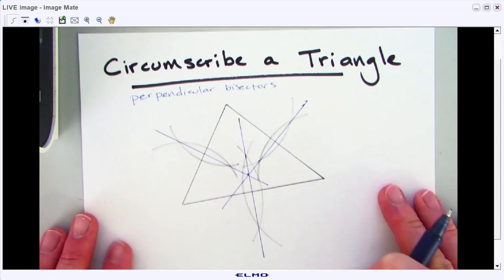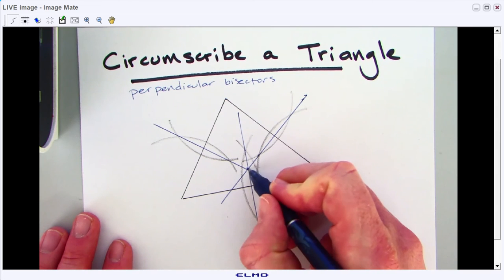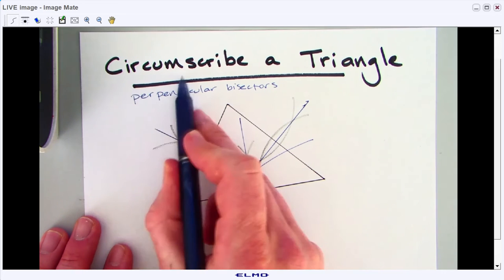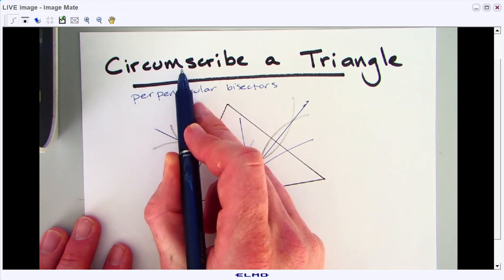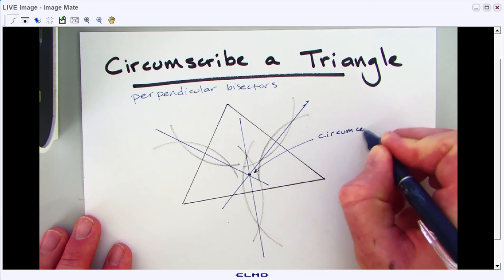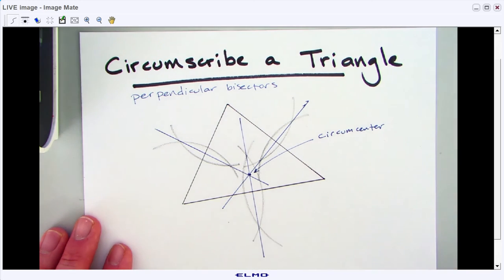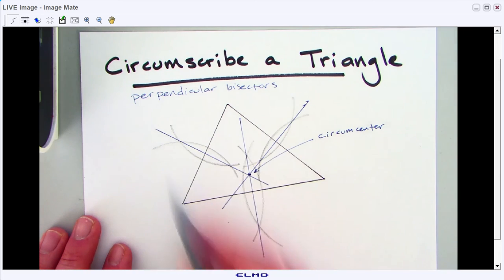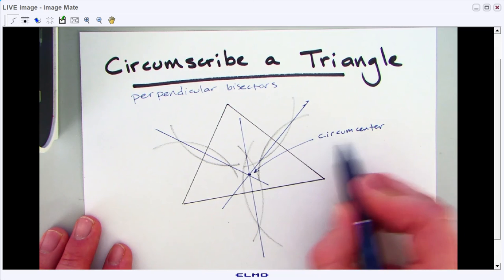Now, this point of concurrency, this point right here, has a name. It's called the circumcenter. It's the center of the circle that will circumscribe the triangle. So it's called the circumcenter.